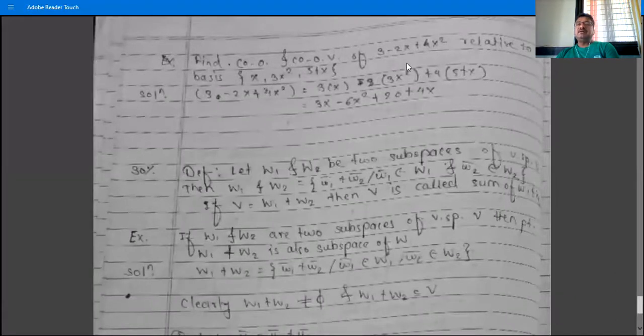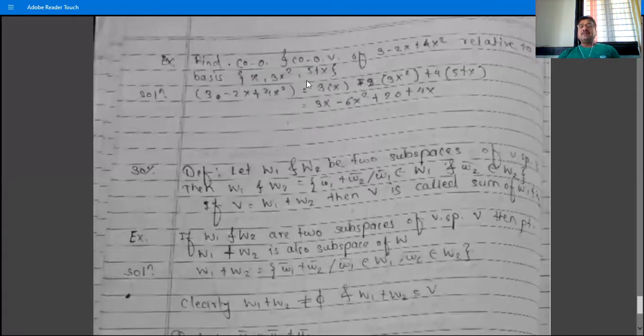Now find the coordinate and coordinate vector of this relative to the basis x, 3x square, 5 plus x. So again we write this 3 minus 2x plus 4x square as a linear combination of these three vectors x, 3x square, 5 plus x. So write k1, k2, k3: k1 x plus k2 3x square plus k3 (5 plus x), then simplify the RHS and compare LHS and RHS and find the values of k1, k2, k3.